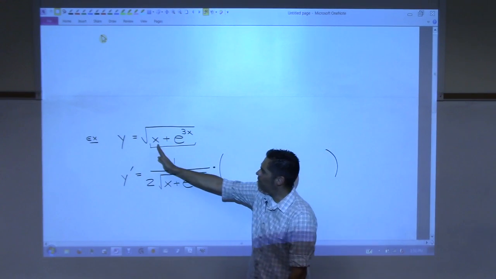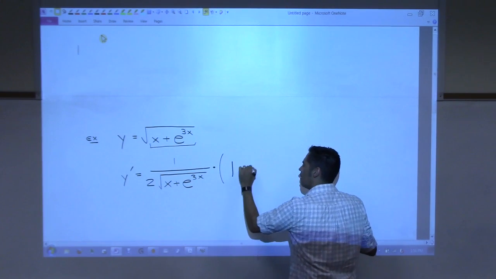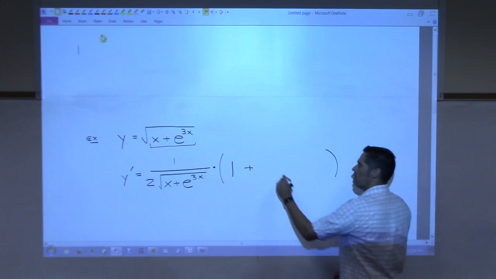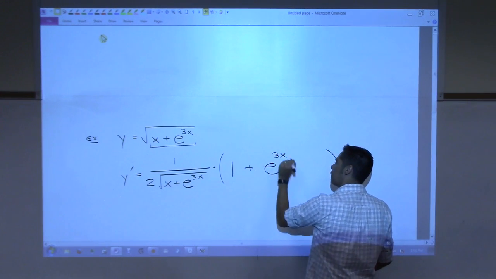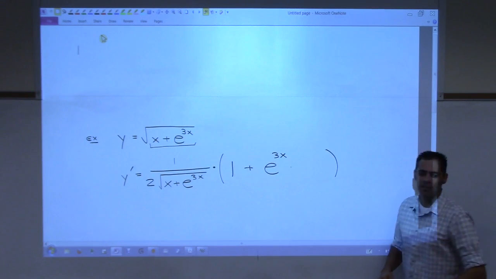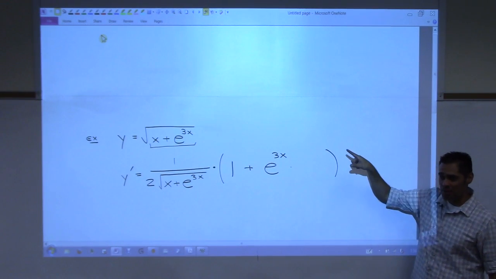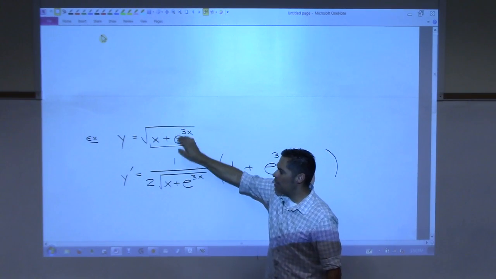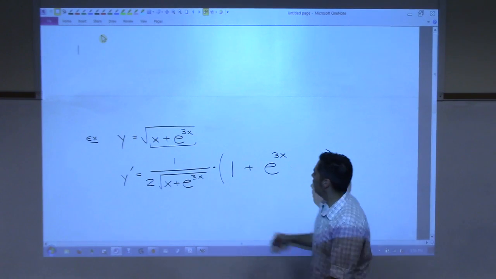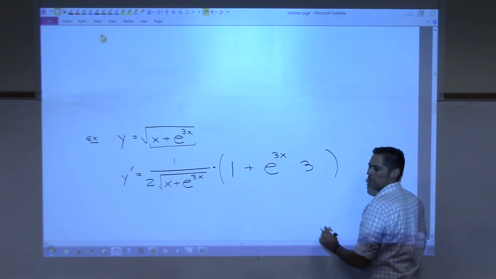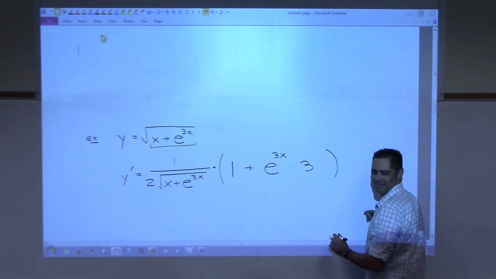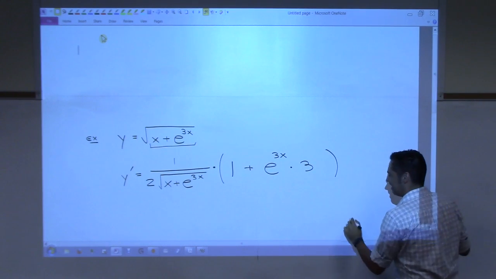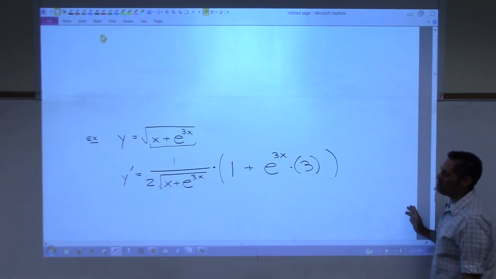What is the derivative of this first one? 1. Okay, great. Plus the derivative of e to the 3x. e to the 3x itself, right? Times the derivative of what was up there, 3, because there's a little mini chain rule in this, isn't there? You take the derivative of e to the 3x as itself, but then you take the derivative of what's up here, and that's 3. You don't need parentheses here. Yeah, but just in case. This would not be wrong.